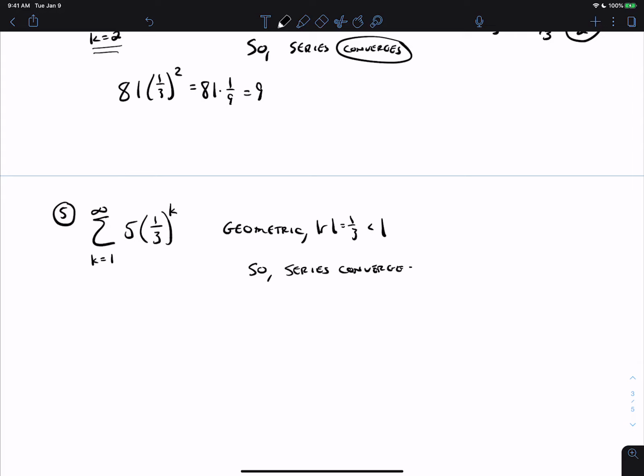Its sum is A over 1 minus r, but A is misleading. A is the first term in the expansion. The first term in the expansion would be 5/3 over 1 minus 1/3. That's 5/3 over 2/3, which simplifies to 5 halves. So this series converges, and it converges to 5 halves.